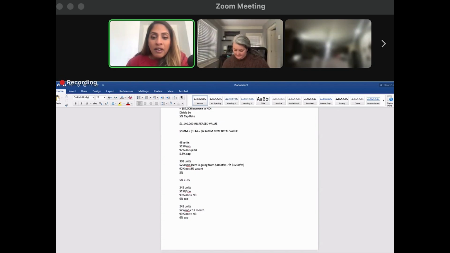Then we have 93% occupancy. So only 93% of our tenants are paying for this. So we're going to multiply by 0.93, or 93%. And then we're going to divide it by a 6% cap rate. And that's going to give you the $1,125,300, which is the value we've added by not doing anything else on the asset.